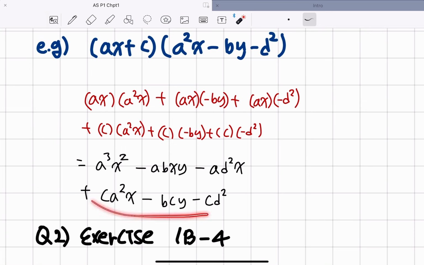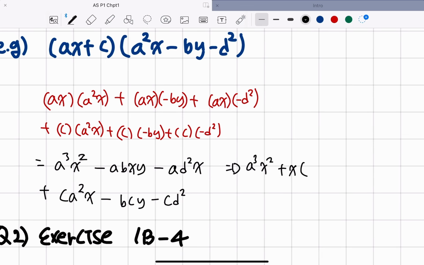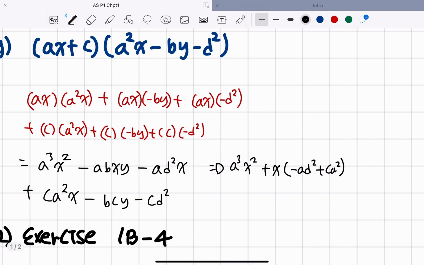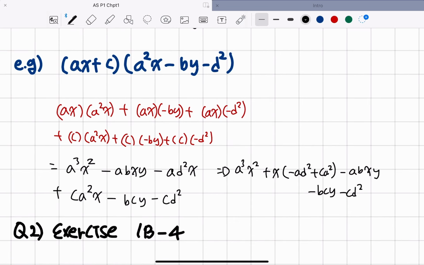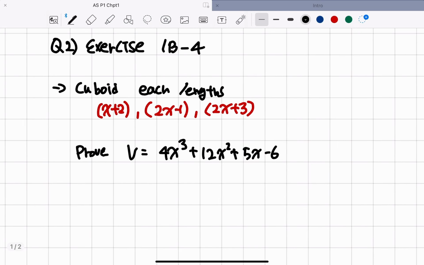So we have just expanded this, but we can simplify using a bracket. If needed, we can make a bracket with x from these terms. We write a cubed x squared, and make a bracket with x containing the terms with x, and then the rest of them, abxy minus bcy minus cd². Okay, and let's try the question.